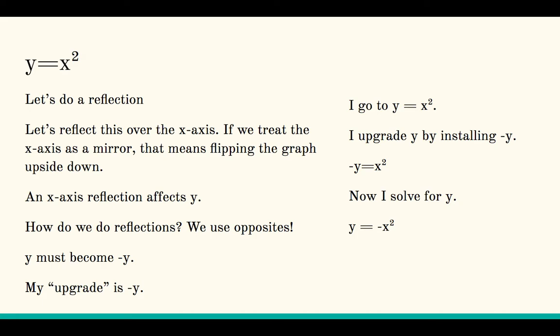How do we do reflections? By opposites. So y has to become negative y. My upgrade is negative y. So I would go to y equals x squared. I would install negative y in the y spot. And now dividing by negative 1, I would solve for y. And there it is.